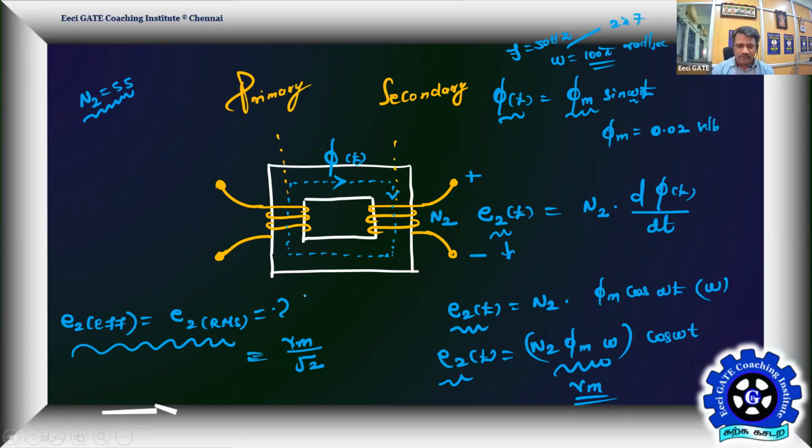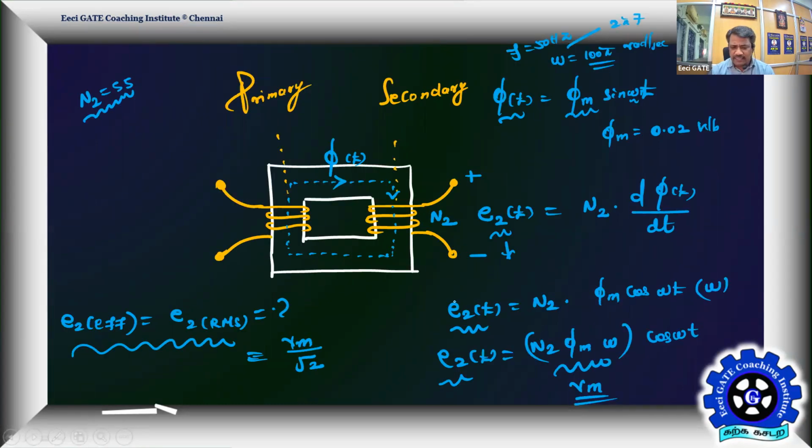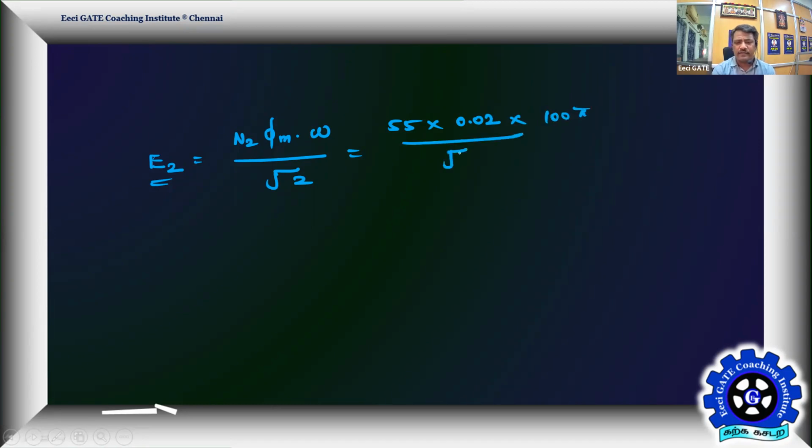So what is your RMS value? Let me call that E2, the RMS value of the induced EMF. That is your RMS quantity. So we get E2 RMS equal to N2 phi m omega by root 2. That's all. Substitute. What is N2? 55 we have. What is phi m? 0.02 Webers we have. What is omega? 100 pi we have. Then divided by root 2. That's all.